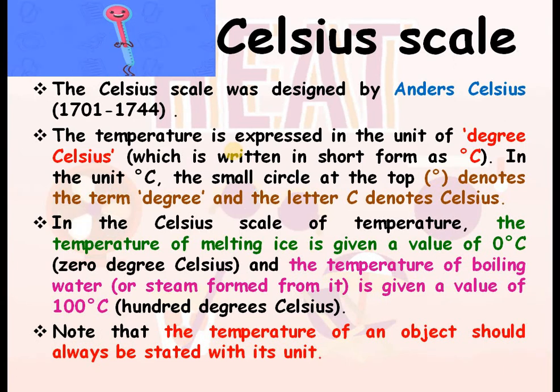Now, very important point. The temperature of an object should always be stated with its unit. You cannot just say the temperature of boiling hot water is 100. No, you are going to say the temperature of boiling hot water is 100 degrees Celsius. You are going to state the unit.